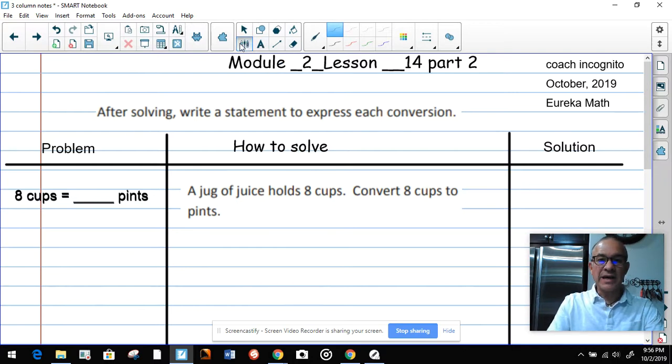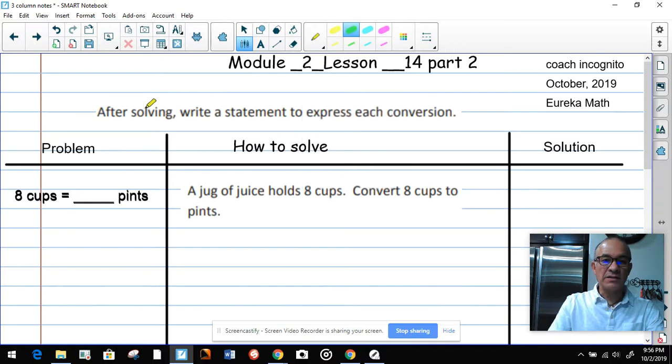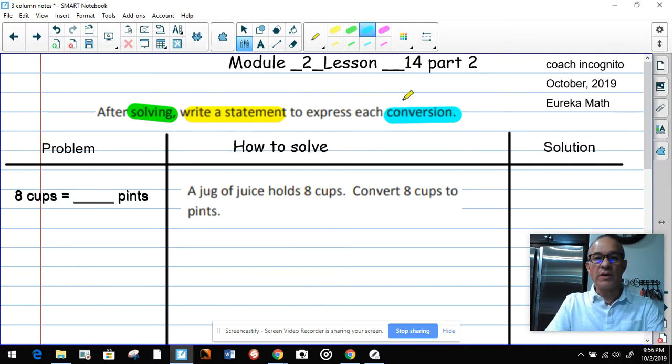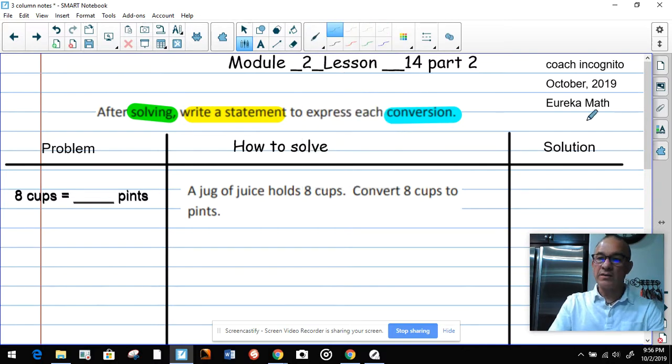We're going to look at this. This problem is asking us to solve it, and then we have to write a statement. A statement of what? A statement of the conversion. Look at this, the conversion. All right, let me show you what that means. Let's see what that is in math terms or in English.